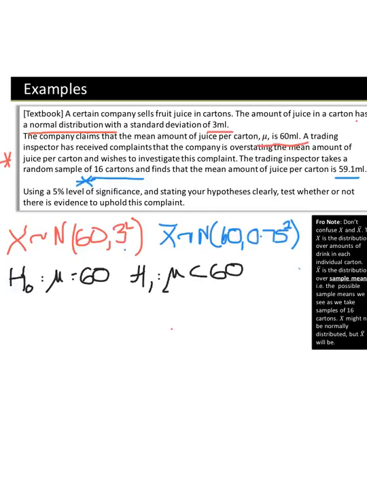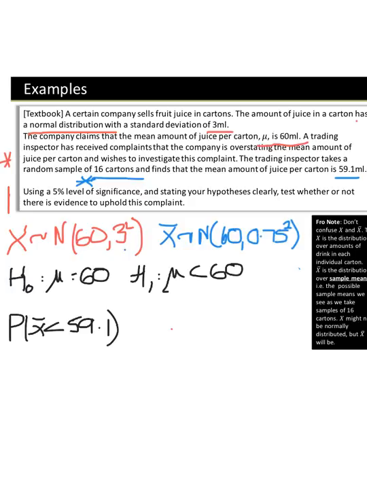Right, so we therefore want to work out the probability that our sample mean is less than 59.1. Okay, and we're testing at the 5% level of significance.